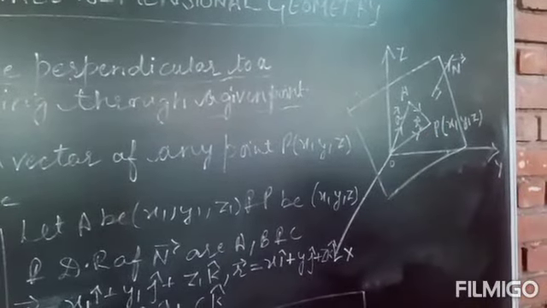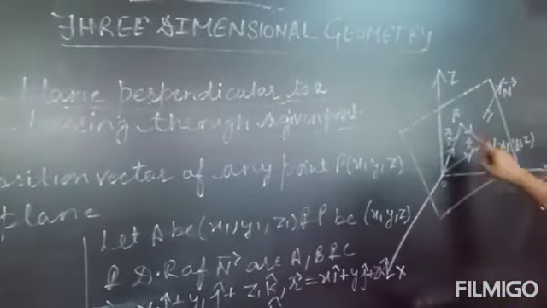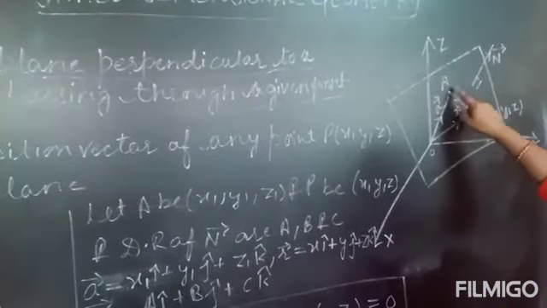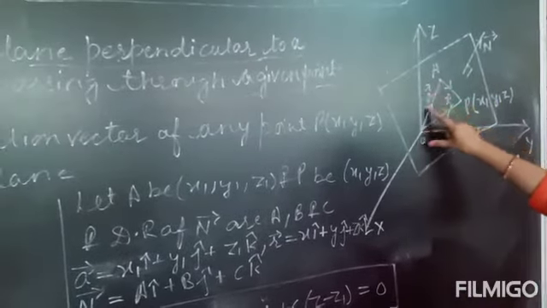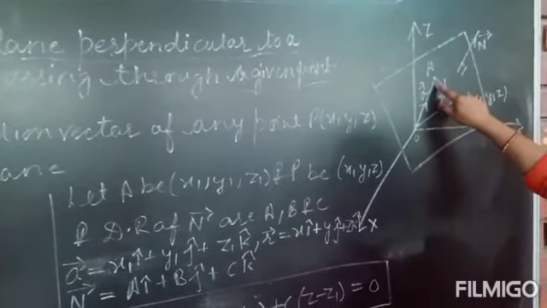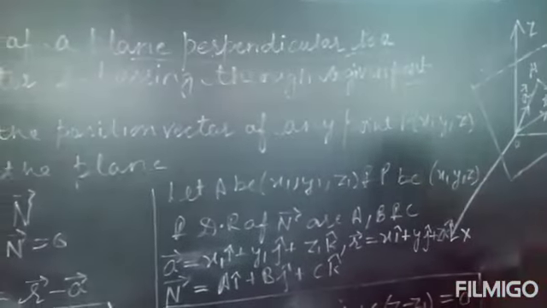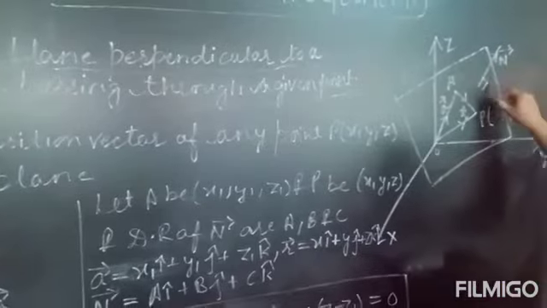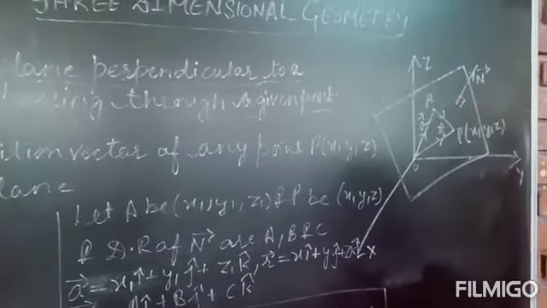Now we are considering that the plane is passing through a given point. Suppose that point is A. The plane is passing through point A, and a vector is the position vector of that point, and the plane is perpendicular to a given vector, and that perpendicular is n vector. This perpendicular is pointing upward from the plane.